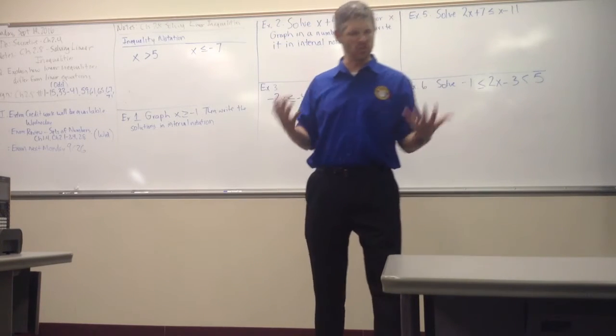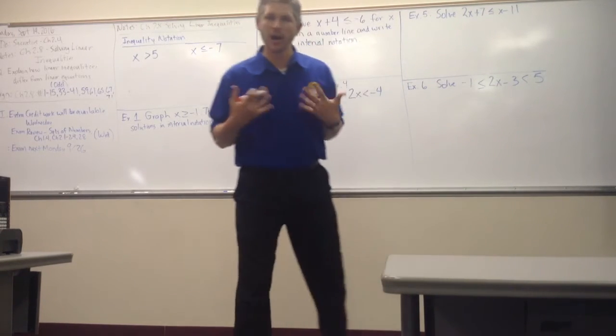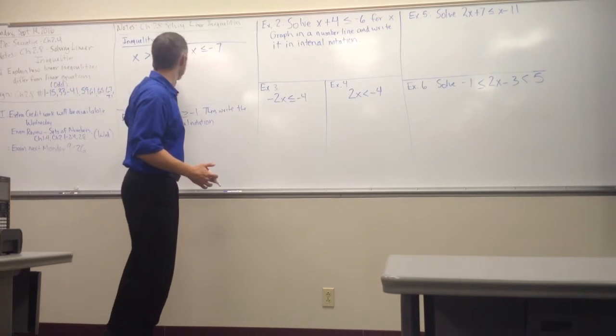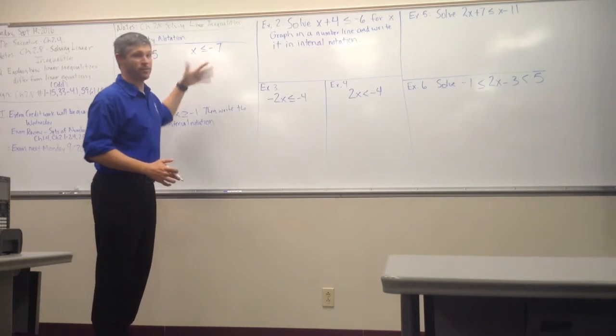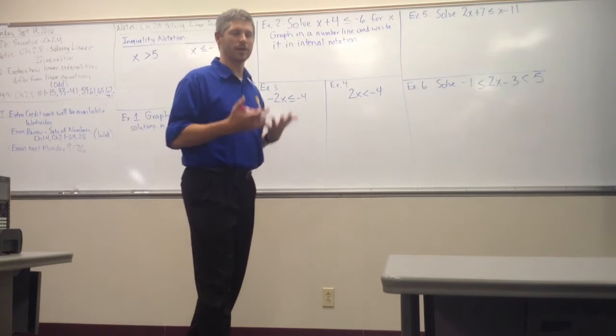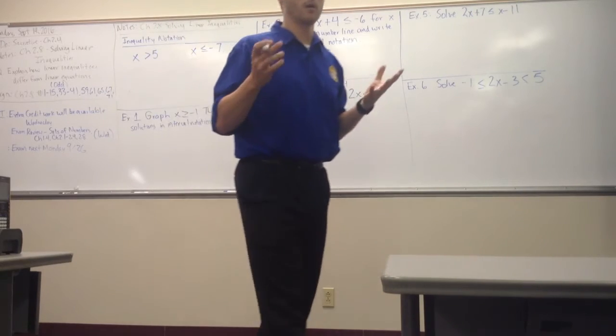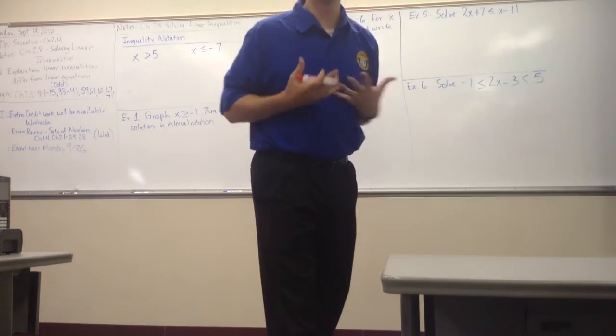In order to figure out what sets of numbers fit our system, you have to be able to simplify it into an expression that looks something like this: x is greater than 5, or x is less than or equal to negative 7. You have to understand that. What I'm going to show you here is how to write it, what I'm looking for.